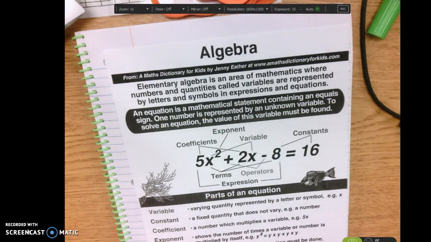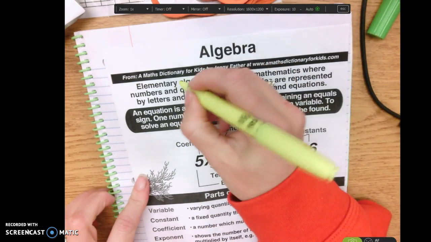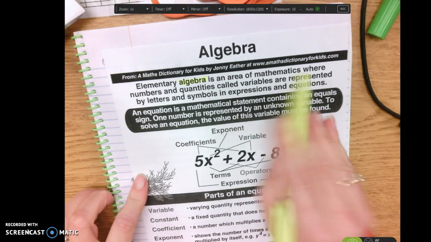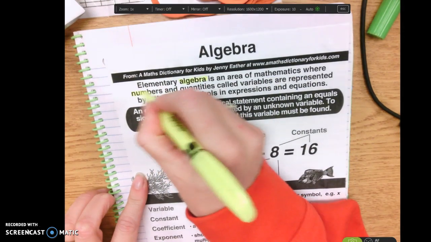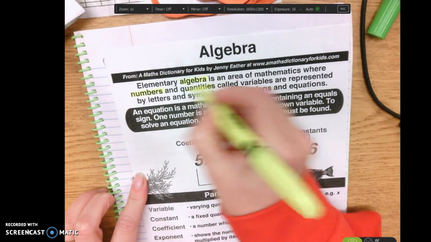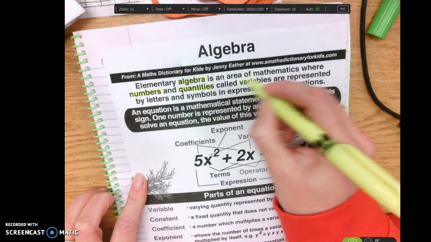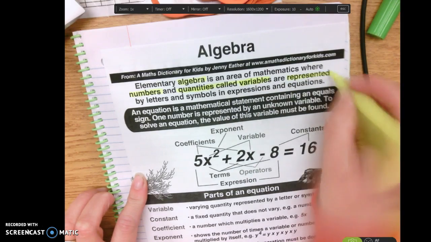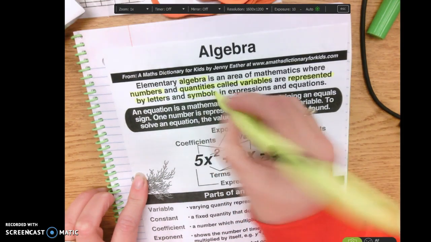Today I just want to highlight some important vocabulary when talking about algebra. So first of all, let's pick any color you would like. And we have what algebra is. Elementary algebra is an area of mathematics where numbers and quantities, called variables, are represented by letters and symbols.